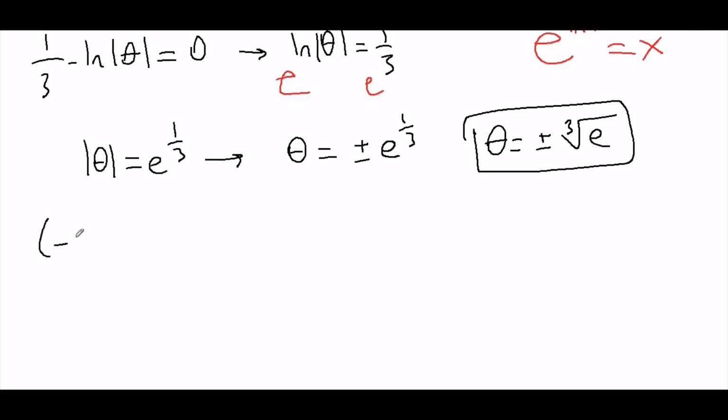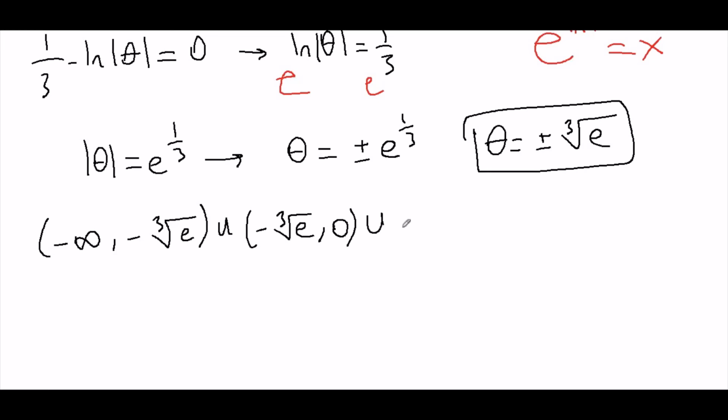So our interval is negative infinity up to negative cubic root of e, union negative cubic root of e up to 0, because we can't have 0 as theta, union 0 comma cubic root of e, union cubic root of e up to infinity.